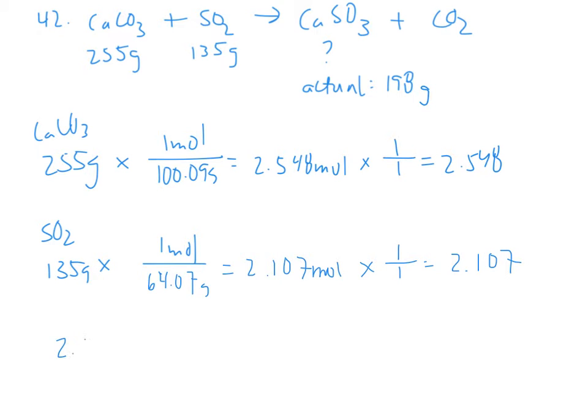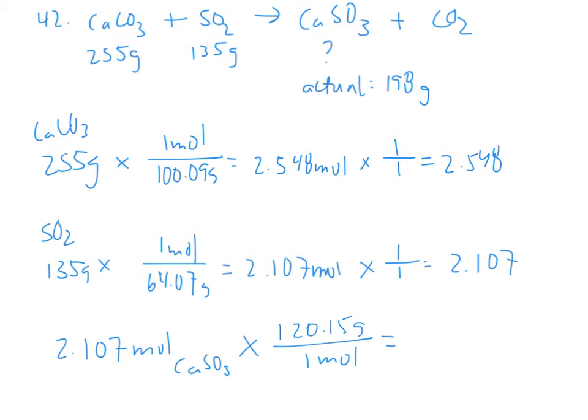So the theoretical yield would be based off the limiting reactant of 2.107 moles of SO2 yielding that many moles of CaSO3. So now I could go ahead and multiply that by the molar mass of CaSO3, which I'm finding to be 120.15 grams, times the 2.107 is giving me 253.2, we'll round to, grams. That's the predicted or the theoretical yield.